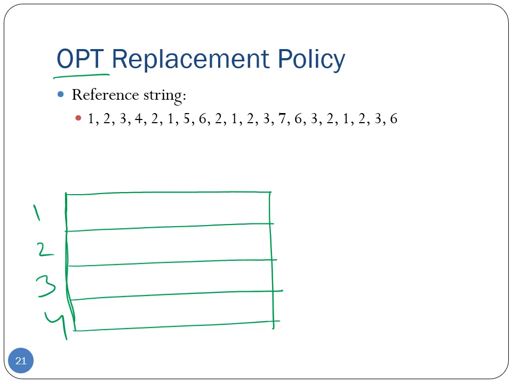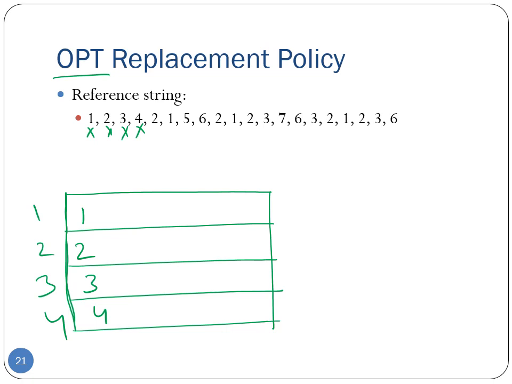So the first address reference to 1 would be a miss because the cache is initially empty, so this is going to be a miss. Let's bring in 1 in the first line. 2 is also a miss, so let's bring it in the second line. 3 is again a miss because it's not in the cache, so bring it in the third line. 4 again is a miss, bring it in the fourth line.